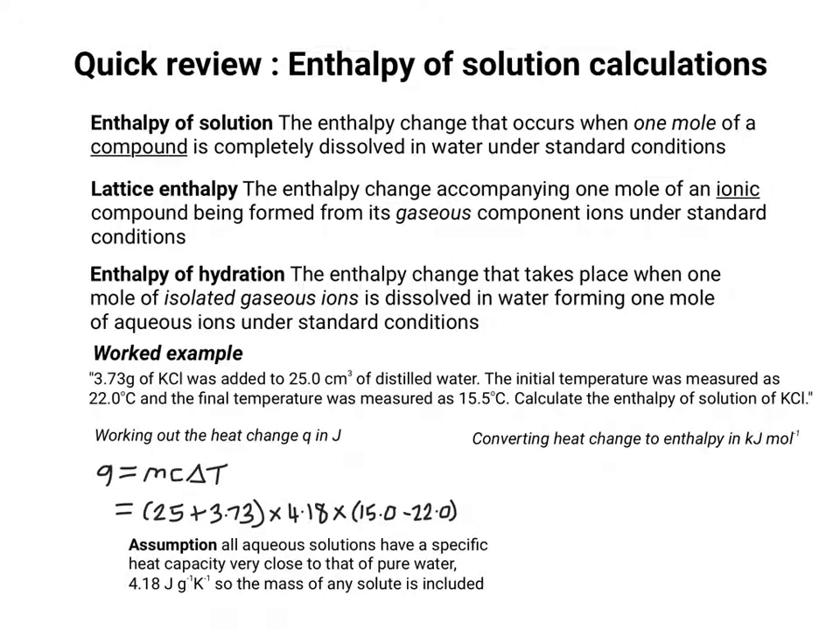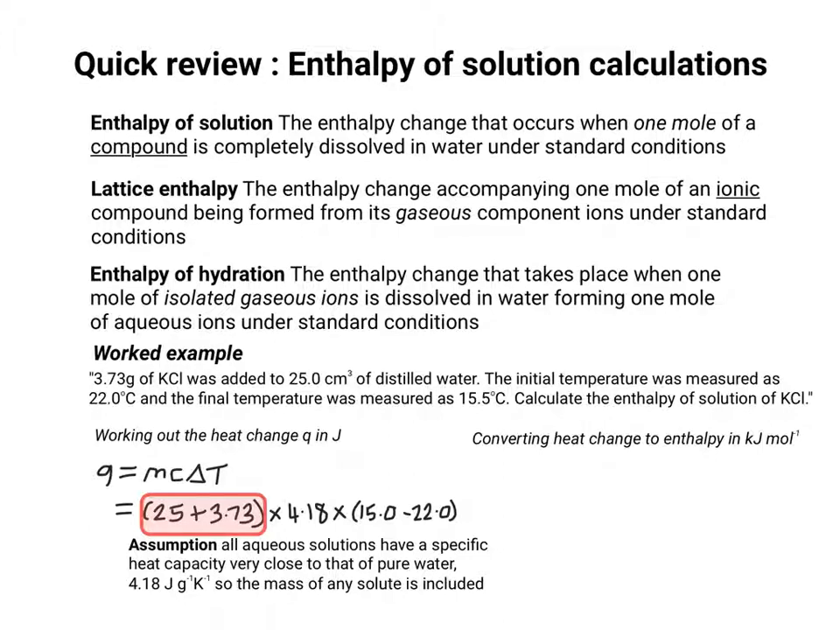So we start by doing Q equals mc delta T. And before we go any further, I just want to share a little assumption that we're making at this point. And that is that all aqueous solutions have a specific heat capacity very, very close to that of pure water, which is 4.18 joules per gram per Kelvin. So the mass of any solute is included. Any changes in density are negligible at A level. It's a little bit of a fudge, I must admit, but it's just to make it a little bit more simple for advanced level as opposed to degree level or beyond.